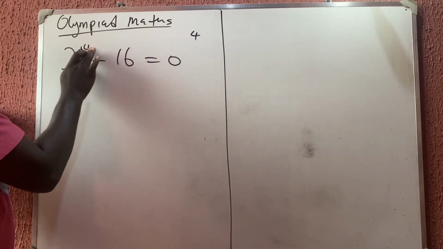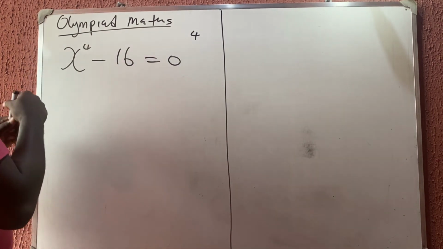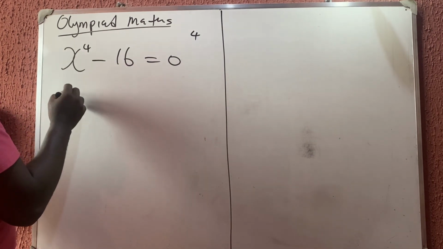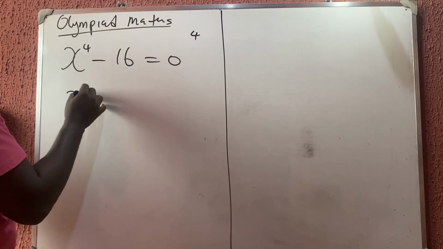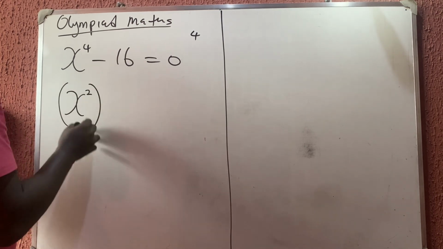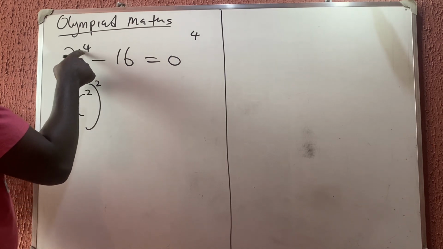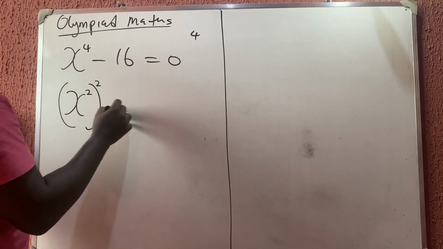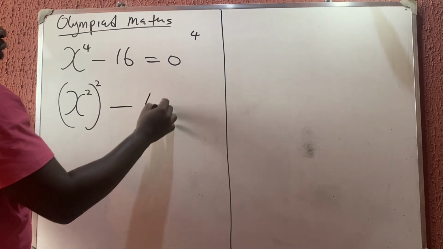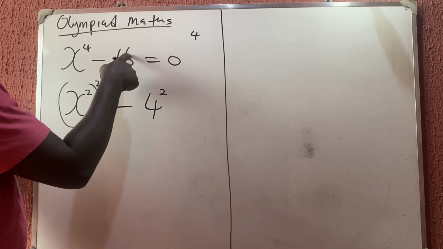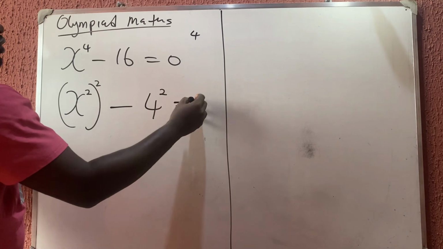So for us to solve this, let us break this down. If I break this down, I'm going to have x squared all raised to power 2, because 2 times 2 will still give us 4. And if you break this one down, you are going to have 4 raised to power 2. I hope you know that 4 raised to power 2 is 16, is equal to 0.